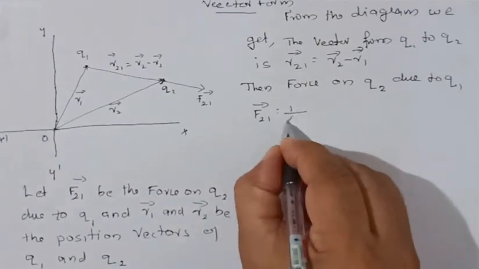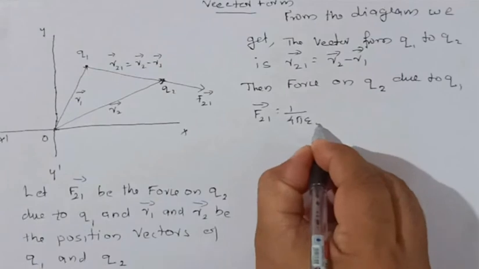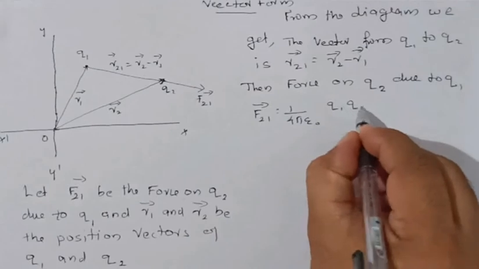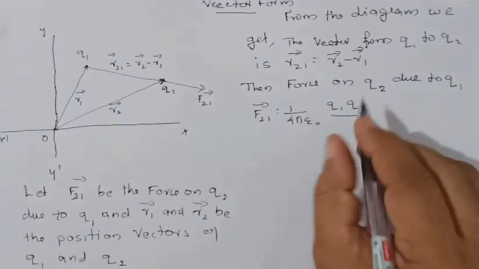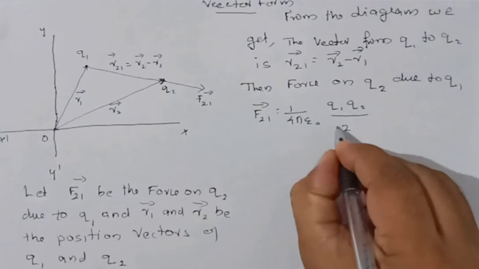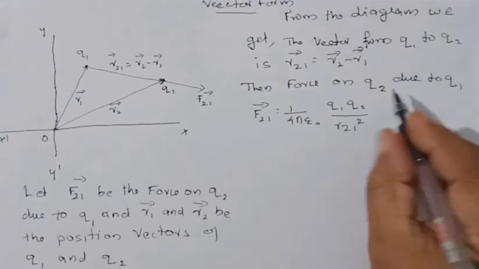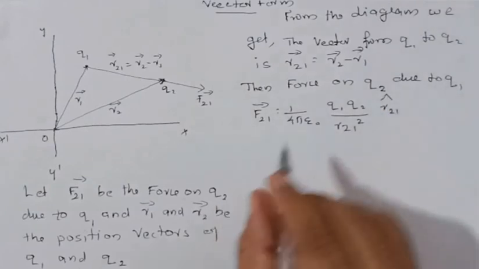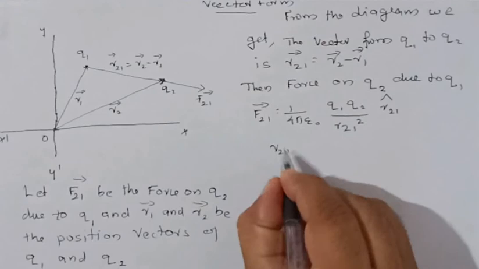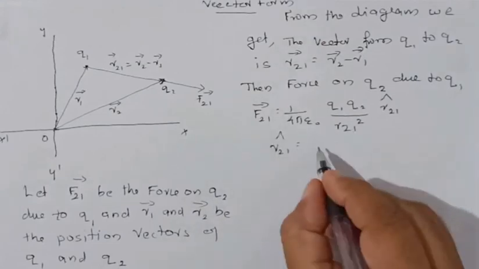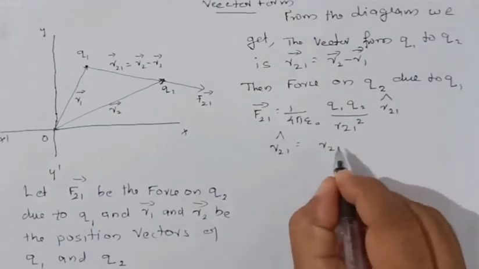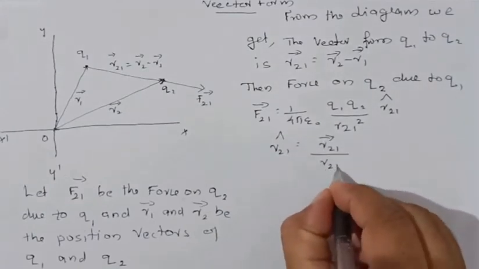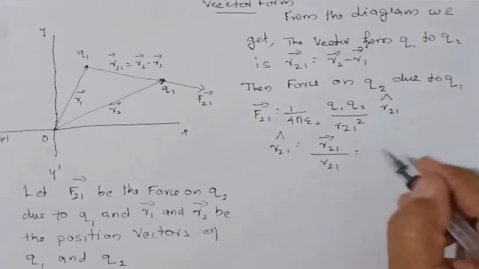1 upon 4 pi epsilon naught Q1 Q2 upon R21 square times R21 cap. R21 cap is a unit vector in the direction of R21, which you can write as vector R21 upon magnitude of the vector R21.